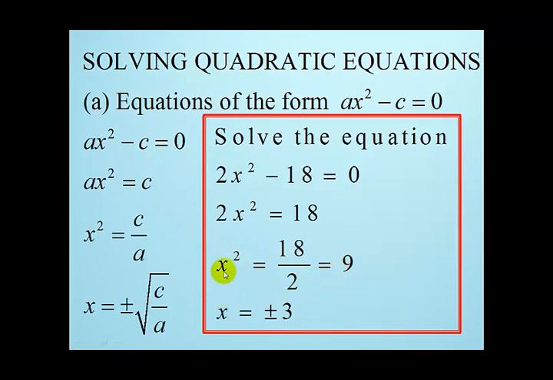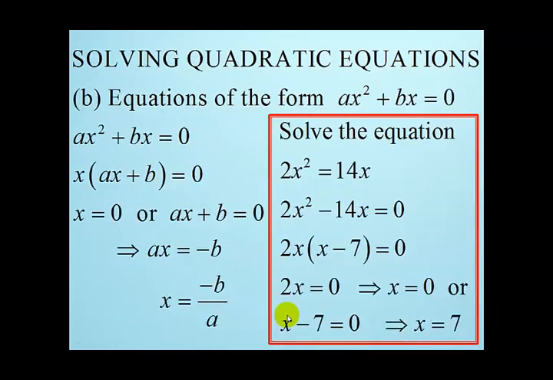Now, because we are solving for x, we have to take the square root of both sides. So when we take the square root of x squared, we are left with x. And when we take the square root of 9, we have plus or minus the answer. And the answer is 3, because the square root of 9 equals 3. So x is equal to plus or minus 3.